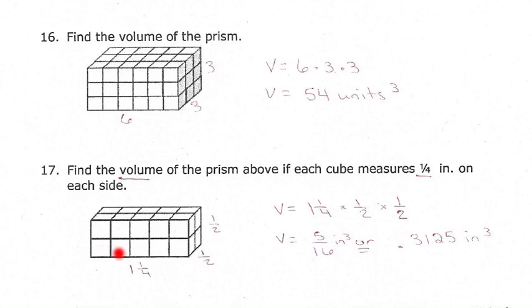So this is 1/4, 1/4, 1/4, 1/4, and 1/4. That would be 5/4 or 1 1/4. Here would be 1/4 and 1/4, which would equal 2/4 or 1/2. And again, this one is 1/4 and 1/4, 2/4 or 1/2, either way. You multiply it out, and your answer is 5/16 cubic inches, or you could say 0.3125 cubic inches.